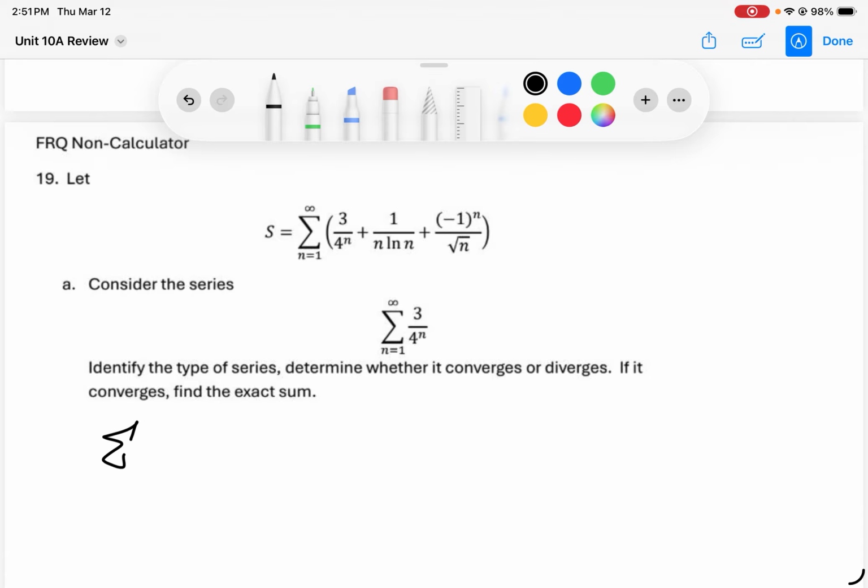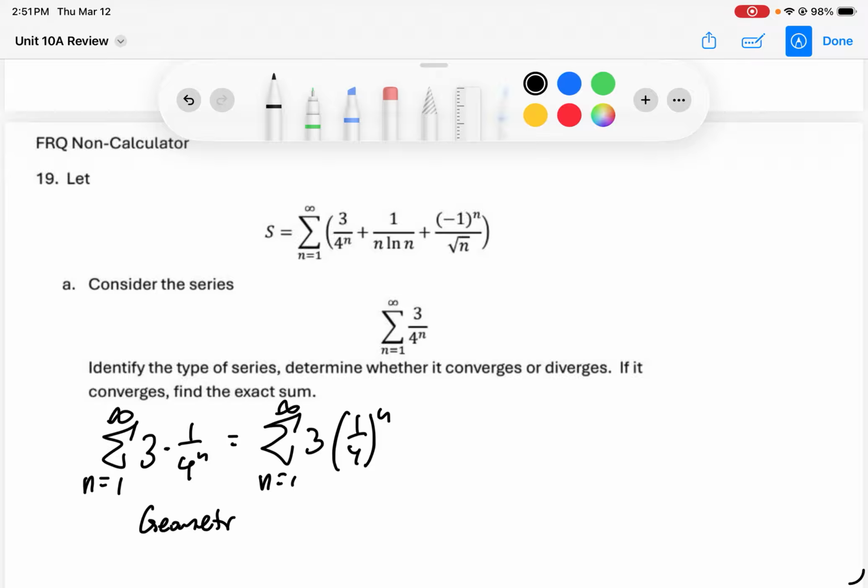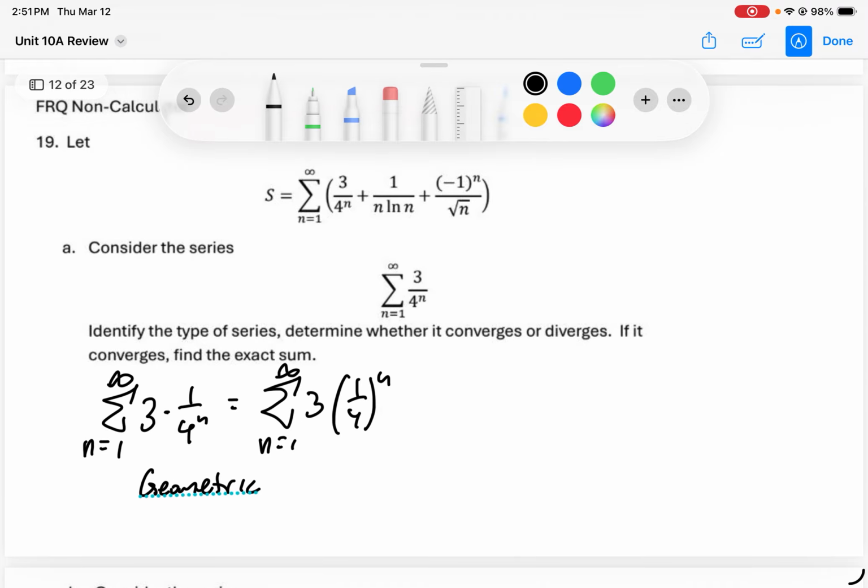I'm going to rewrite it. The sum from n equals 1 of 3 times 1 over 4 to the n, which now I can see a little bit better. It's 3 times 1 over 4 to the power of n. So I'm going to call it a geometric series. It doesn't ask me to say why it's geometric, just that it's geometric. If a series converges, find the exact sum. The geometric series converges because we know r is less than 1. It's 1/4, it's less than 1.